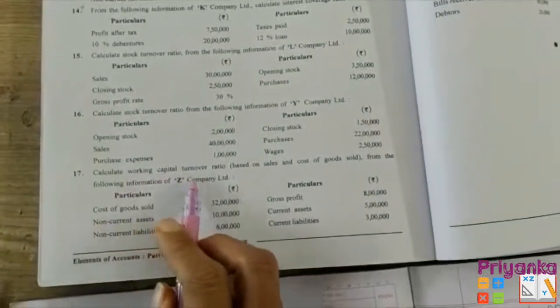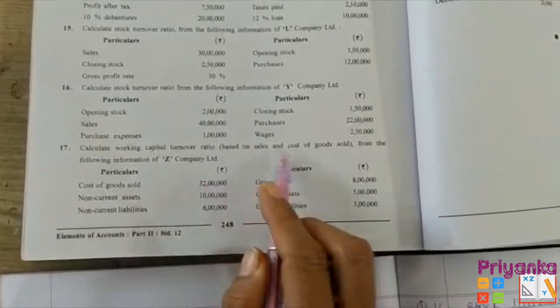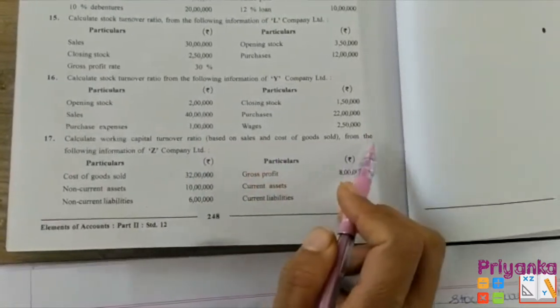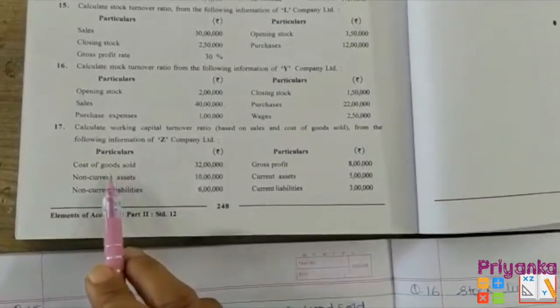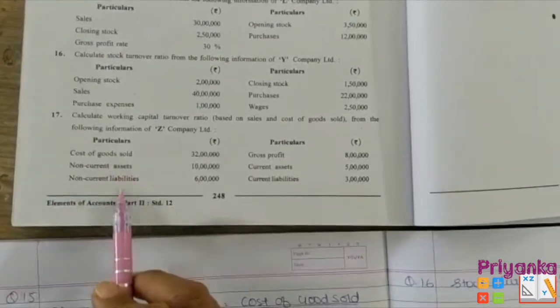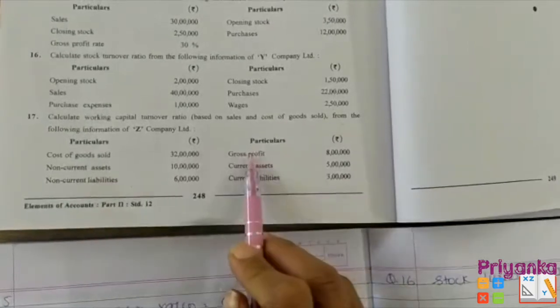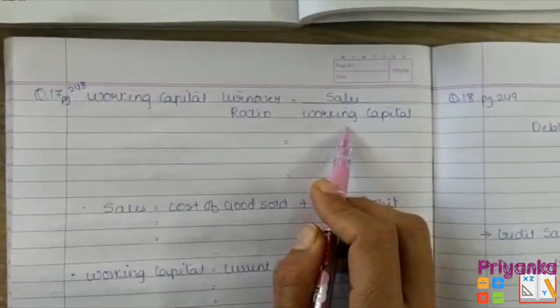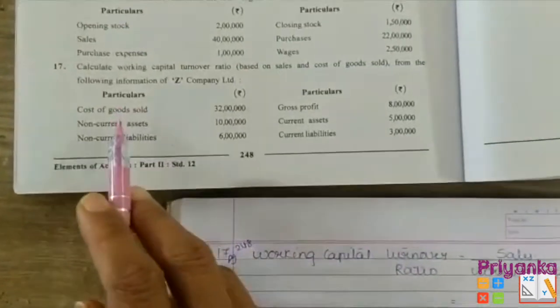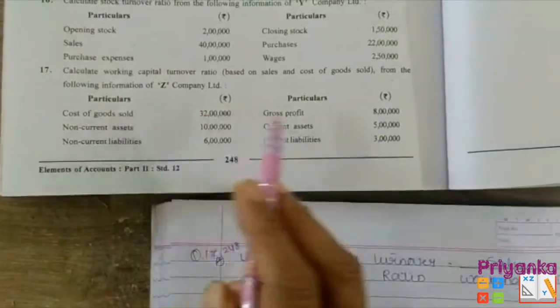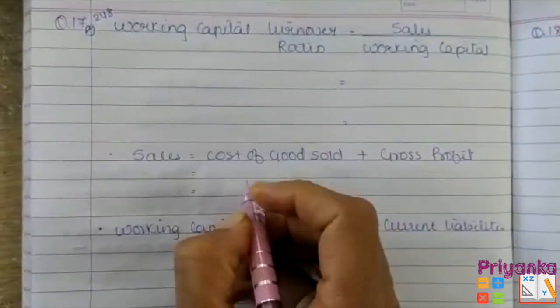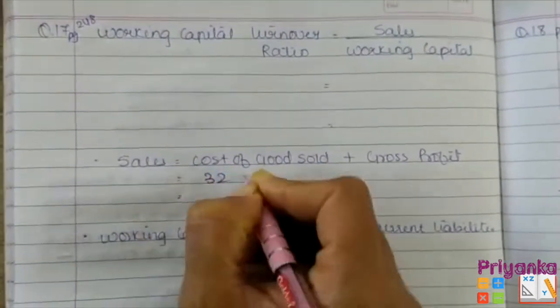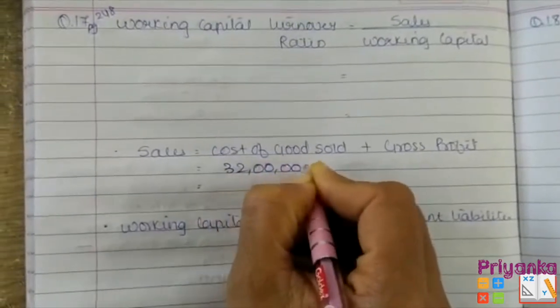That's the turnover in times. 19th one, calculate working capital turnover ratio based on sales and the cost of goods sold. So two separately we'll do. From the following information, cost of goods sold is given, non-current asset and liability, current asset and liability and the gross profit. So here is the formula of working capital turnover ratio: sales divided by working capital. Now as you can see in the information, sales is not given but cost of goods sold and the gross profit is given.